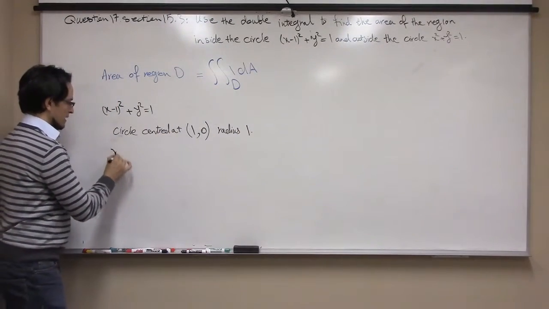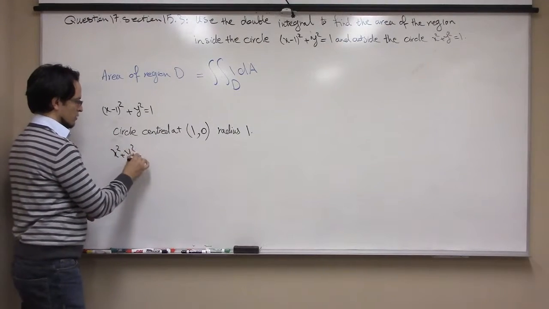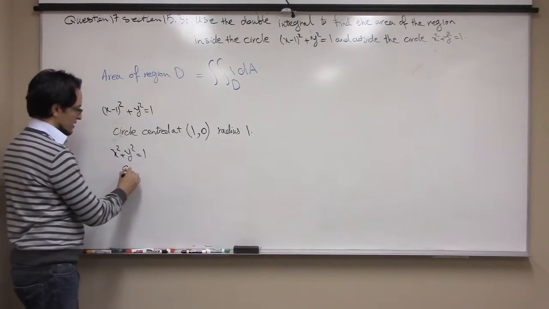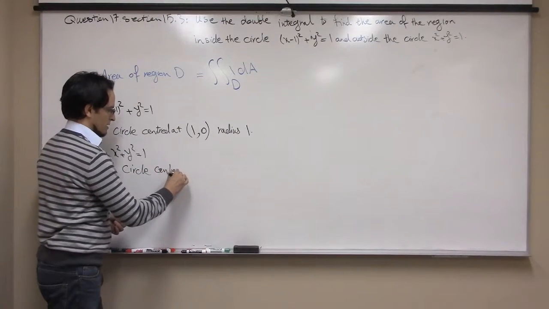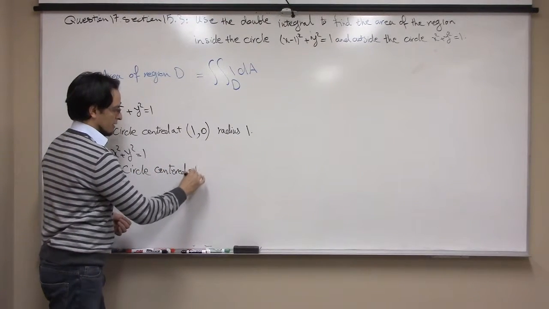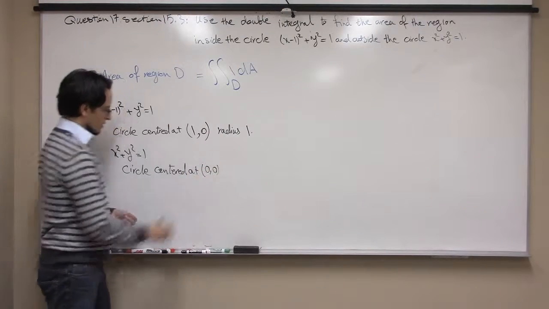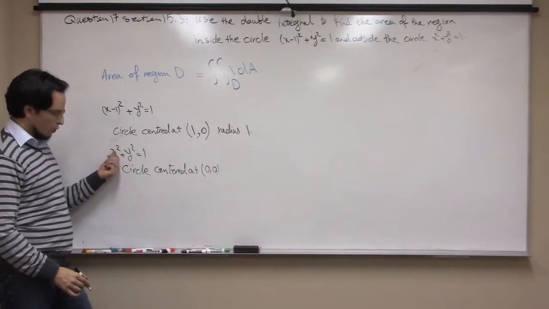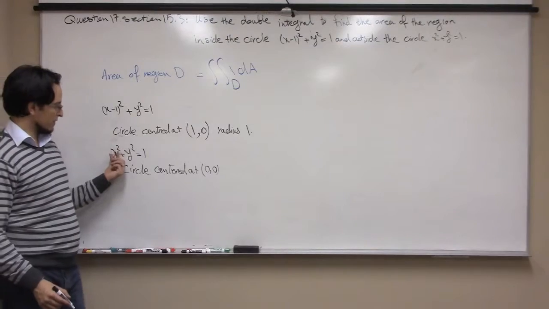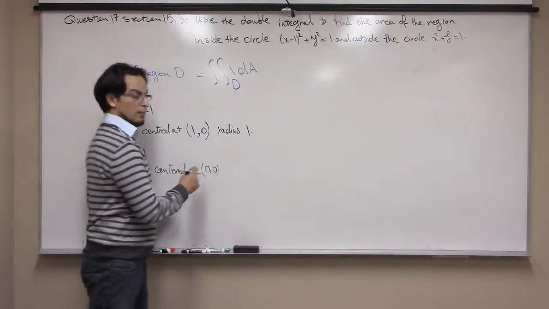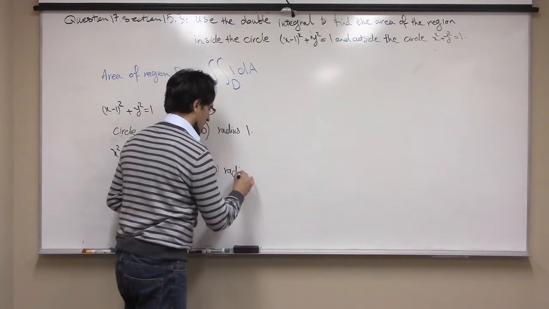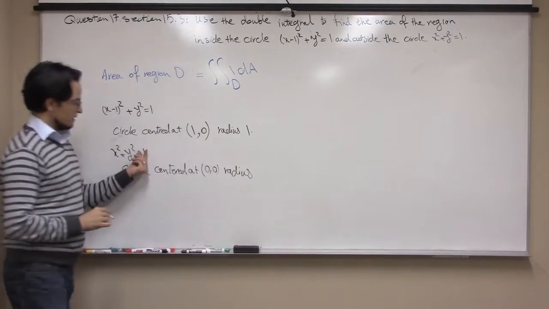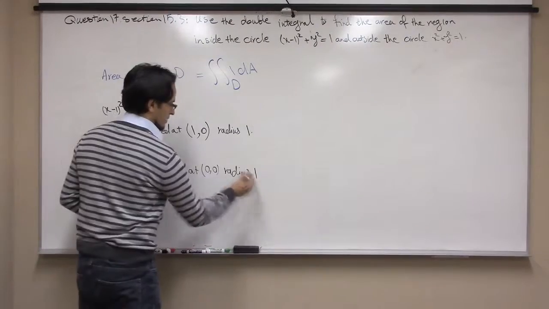What about this other guy, x squared plus y squared equals 1? This is the famous one. The unit circle centered at 0, 0. There is no number subtracted from x and no number subtracted from y, or the number is 0. Radius squared is 1, so that means radius is 1.